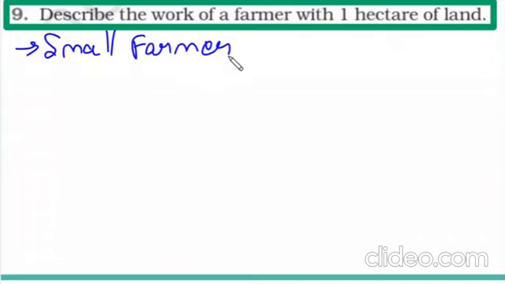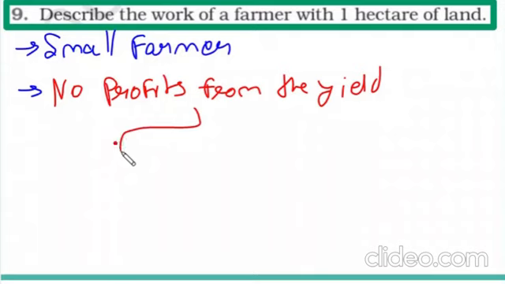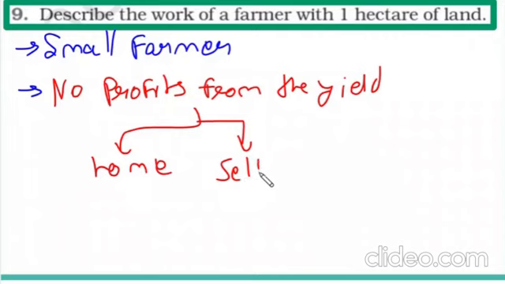Now, we know that this land is small, very small, just 1 hectare. So this means that cultivation is also small. And can they earn high profits? No. So there are no profits from the yield. Whatever yield they're getting, there is no profit because they have very little to sell. Out of that also they will take for their home first, and if anything is remaining they will go and sell it.